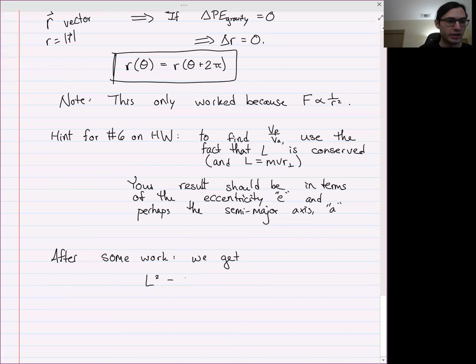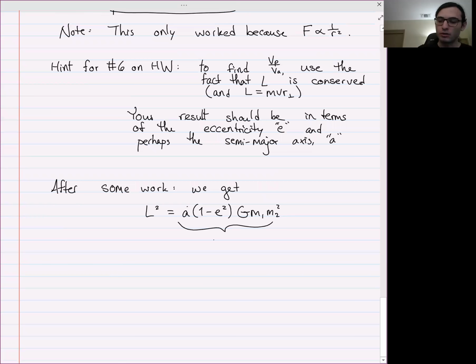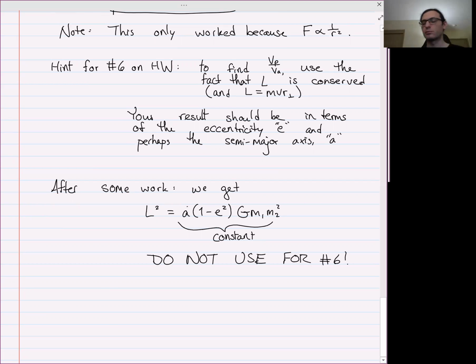L squared is equal to A times (1 minus E squared) times G times M1 times M2 squared. True fact. This number is a constant, and that is the constant that tells us what the square of the angular momentum is for any given orbit. And so I'm going to put in big capital letters here, do not use this for number 6. If you do, you will lose points, because I skipped the work that I'm asking you guys to show. That involves getting here, and it also involves solving problem number 6.